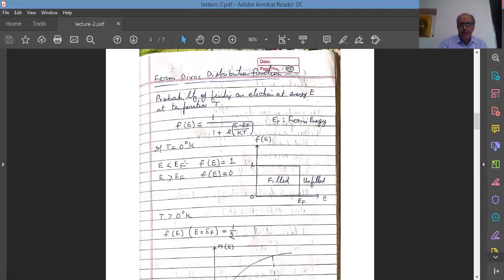So T here is 0, and if E is less than EF, E less than EF means the numerator of the exponent is negative. So negative upon 0 is minus infinity. So e to the power minus infinity is 1 upon e to the power infinity. So it is 1 upon infinity. So this is equal to 0. And therefore F(E) is now equal to 1.